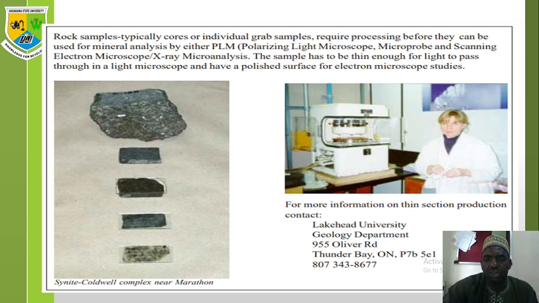Because for microscopes, we have two types: the transmitted light microscope and the reflected light microscope. But for this, we are going to concentrate on the transmitted light microscope. This is how the samples are to be prepared.